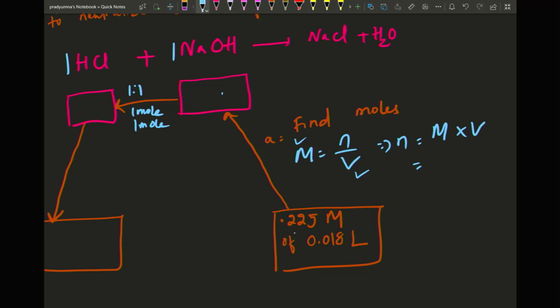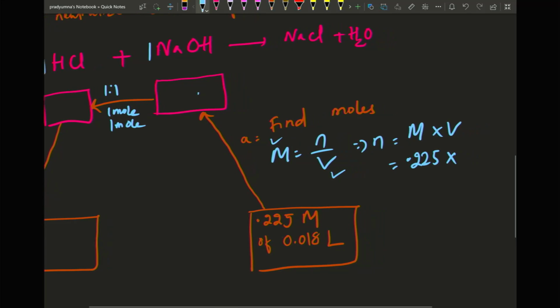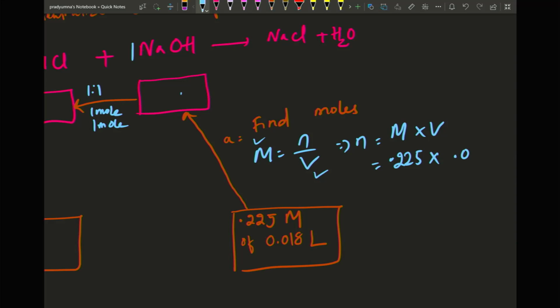So what is the capital M? 0.225. What is the volume? 0.018 liter. Make sure they are in liter. So the number that I got, let me do the math quickly. 0.225. Let's not worry about the sig fig for now. We focus on the concept. 0.018. Okay, I got 0.00405.